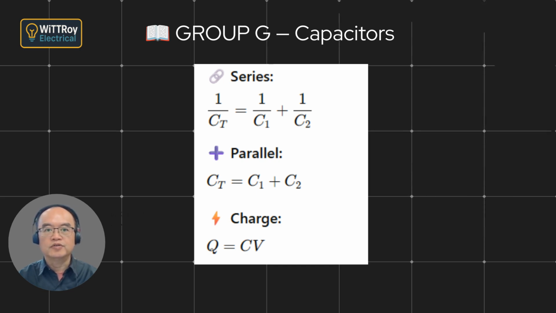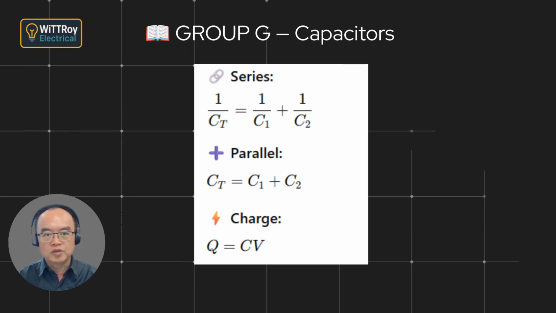Now we go to the next formula. The formula is Ct equals C1 plus C2. This formula calculates total capacitance in a parallel connection. Now let's explain the symbols and units. Ct means total capacitance in farads. C1 means the capacitance of the first capacitor in farads. C2 means the capacitance of the second capacitor in farads. Repeat, Ct equals C1 plus C2.